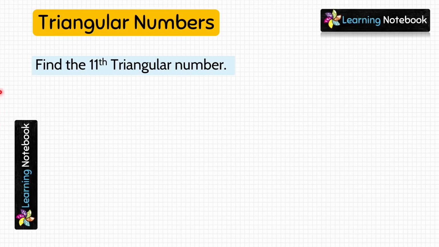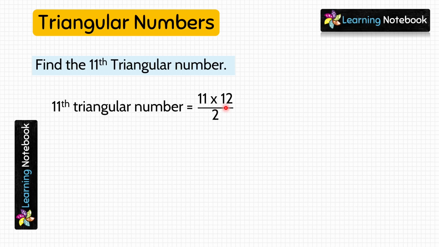Since we have to find the 11th triangular number, we will multiply 11 by the next number, which is 12, and then divide them by 2. Simplify it. We get 11 into 6, which equals 66. So the 11th triangular number is 66.